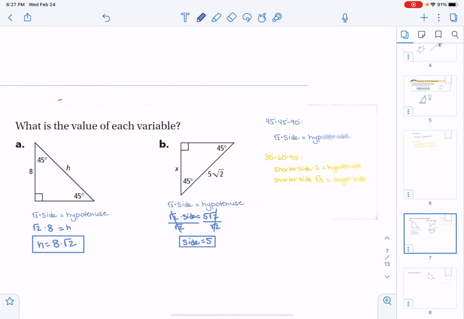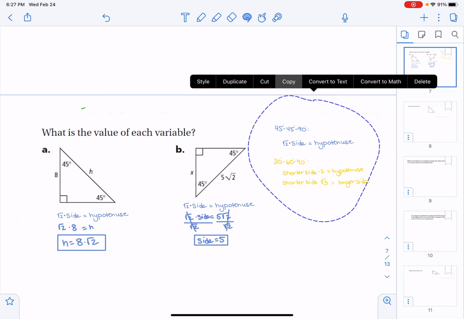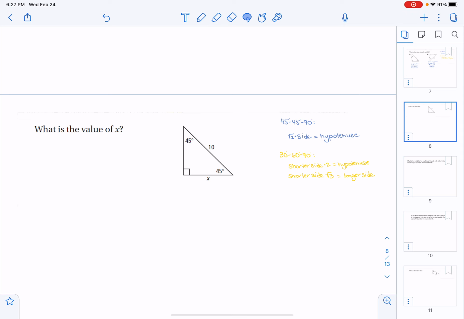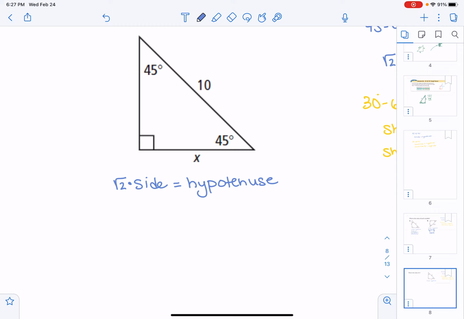So the shortcuts are pretty fast once you have them down. Copy and paste. We'll use this over here. Okay, this one again is 45, 45, 90. So I'm going to use this rule. And it looks like they gave us the hypotenuse, which is 10. And we need to figure out what the side is. So divide by square root of 2.